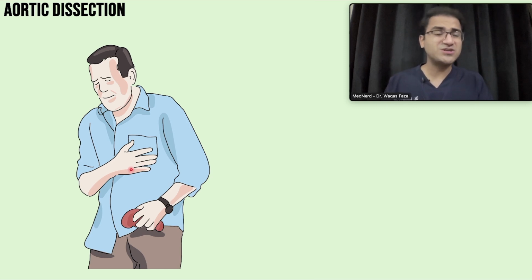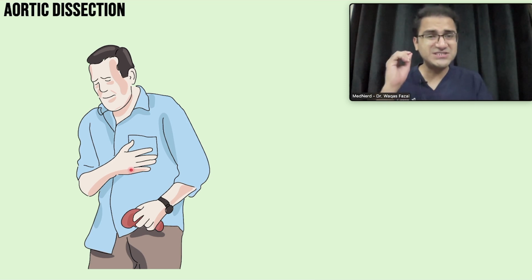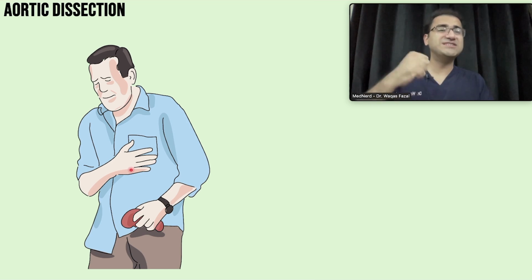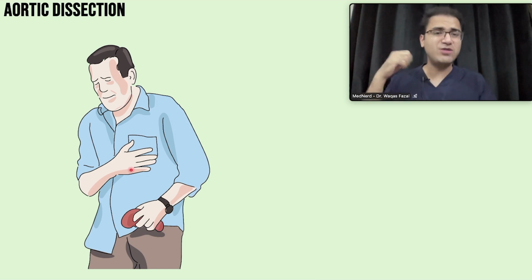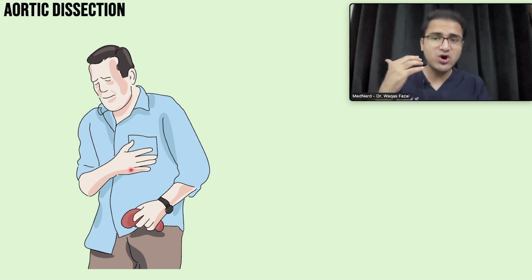A 65-year-old hypertensive male presents to the emergency department at night with a severe chest pain. Patient tells you, the doctor, my chest pain is extremely severe. It's a tearing chest pain. The chest pain is radiating towards the back between the scapula. Patient also has neck pain and jaw pain.